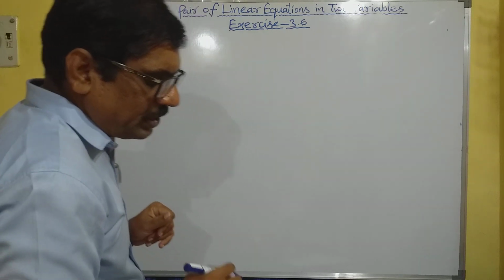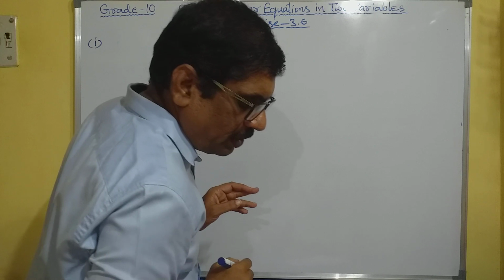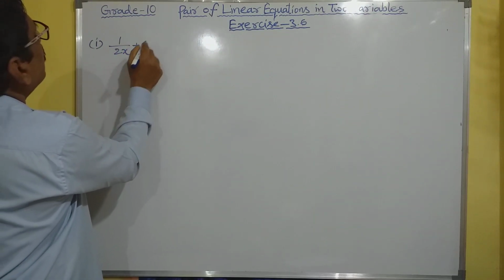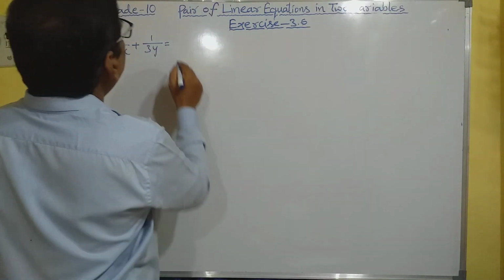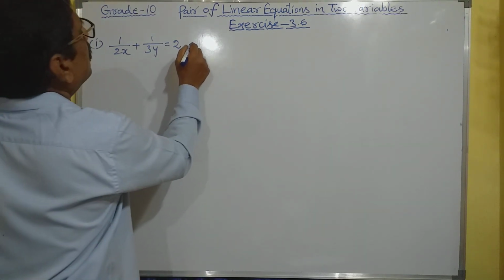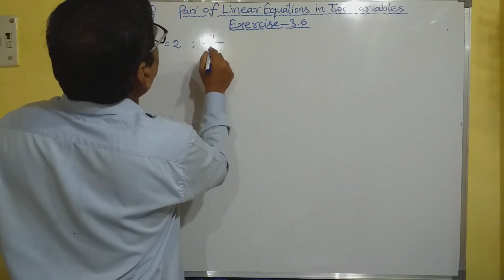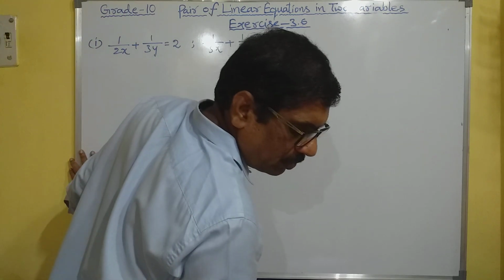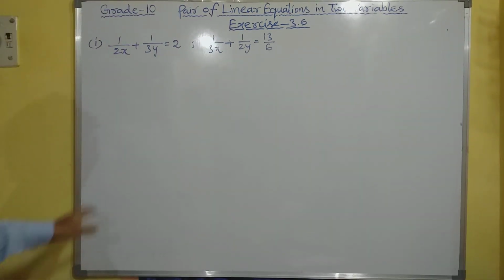So let us take the first equation from the first Roman. What is that? 1 by 2x plus 1 by 3y is equal to 2. And what is the other equation? 1 by 3x plus 1 by 2y is equal to 13 by 6.